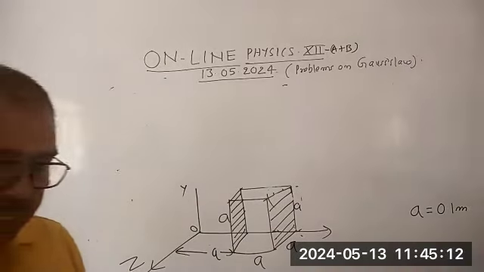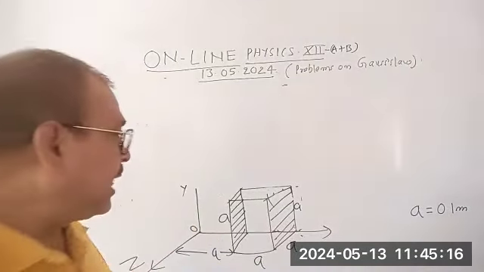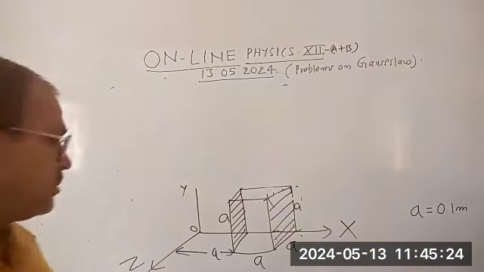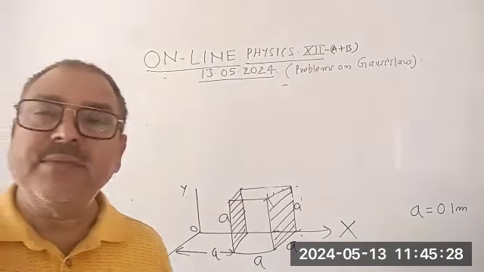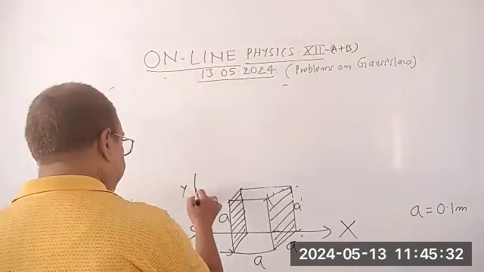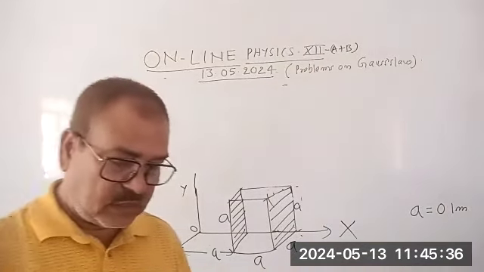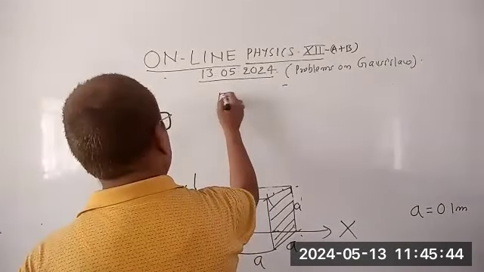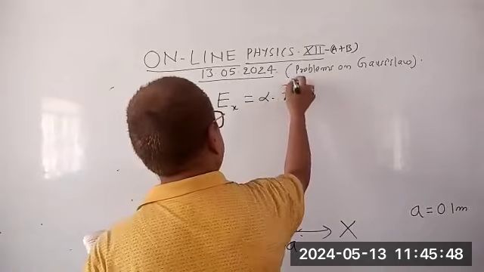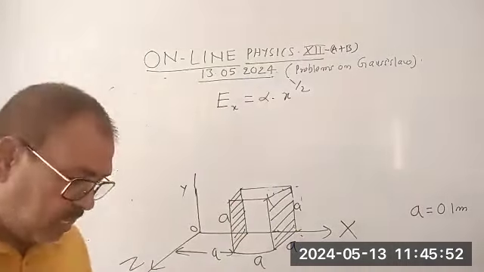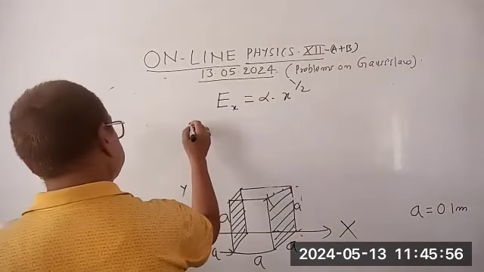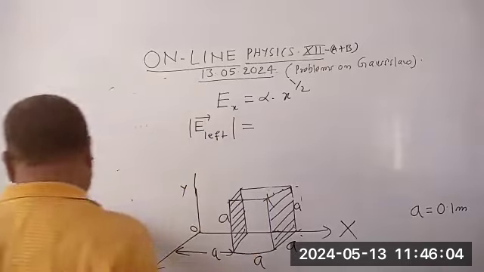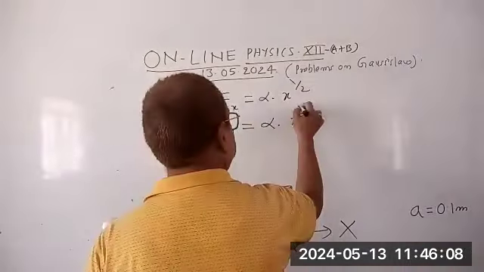First of all, the electric field is acting only in the x direction. Electric field is acting along the x direction, and the cube faces are placed in the y-z plane. According to the question, Ex is given as alpha x raised to power 1 by 2. And how to find the electric field on the left side? The electric field on the left side is based on alpha x raised to power 1 by 2.